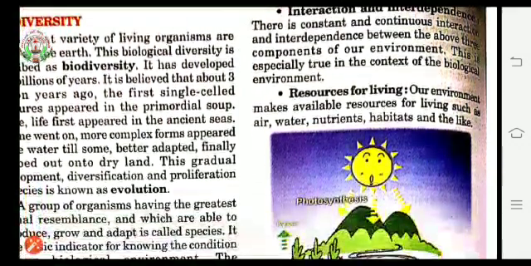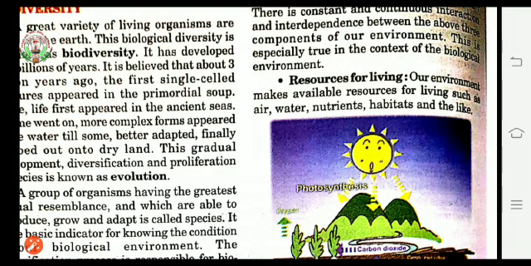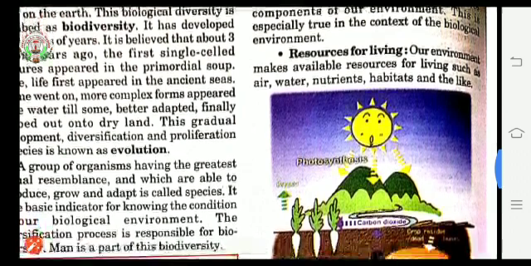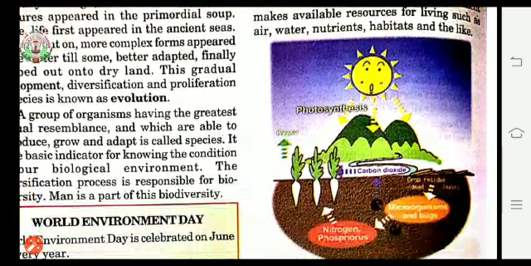See the second point, source of living. Our environment makes available sources for living, such as water, air, nutrients, habitat and the like. What is the environment doing? The environment is providing the possible resources so that whichever lives are there on land can easily grow. Which kind of resources are provided by the environment? The environment provides air, water, nutrients. Nutrient means a substance that provides nourishment, and the like means some more things like this.